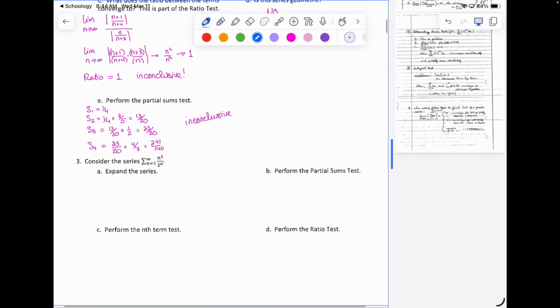How many teams are on number 3? How many teams are on part E? We're on part C. Okay, keep going.